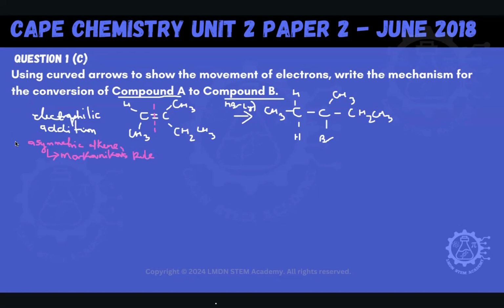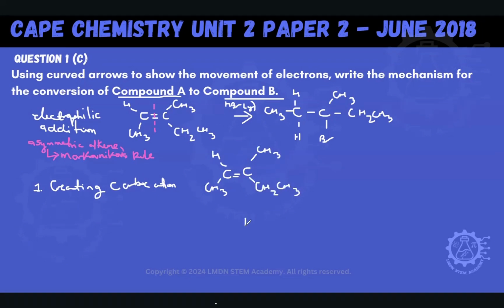So step one is that we're gonna have the creation of the carbocation. So this is step one. We're gonna have our alkene, our asymmetric alkene. So here it is, I'm just redrawing it here. CH2, CH3. All right. So then we're gonna have our HBr in the vicinity.